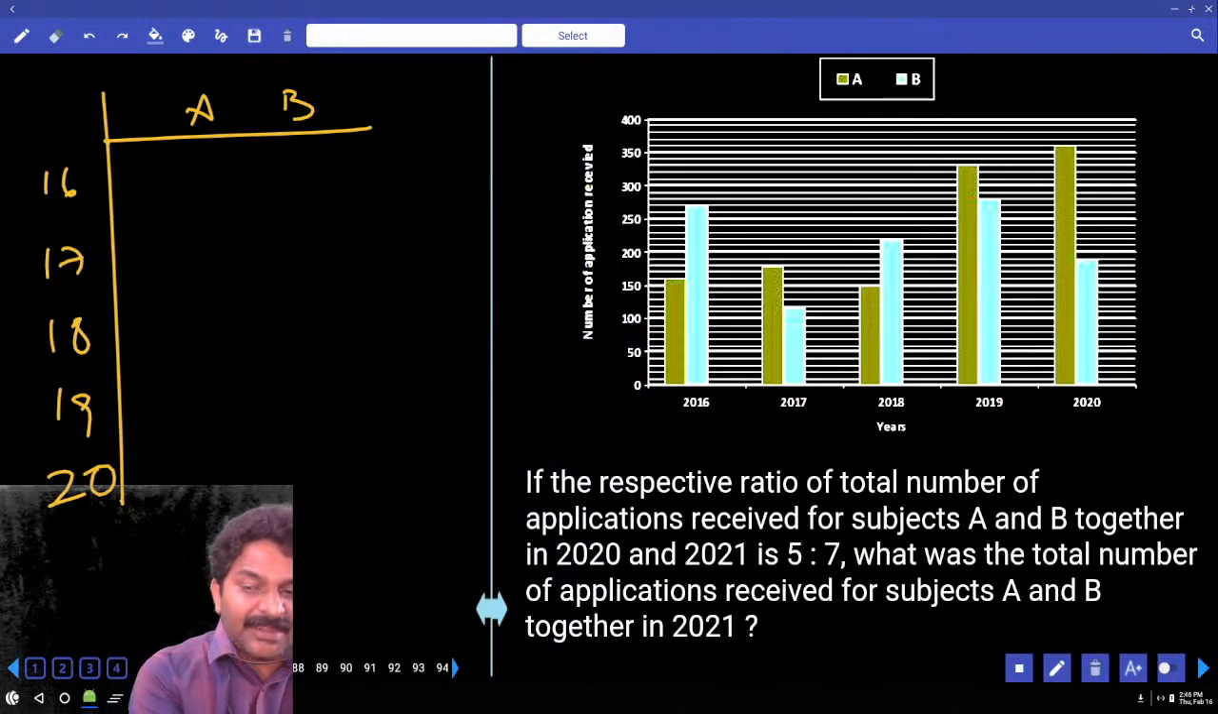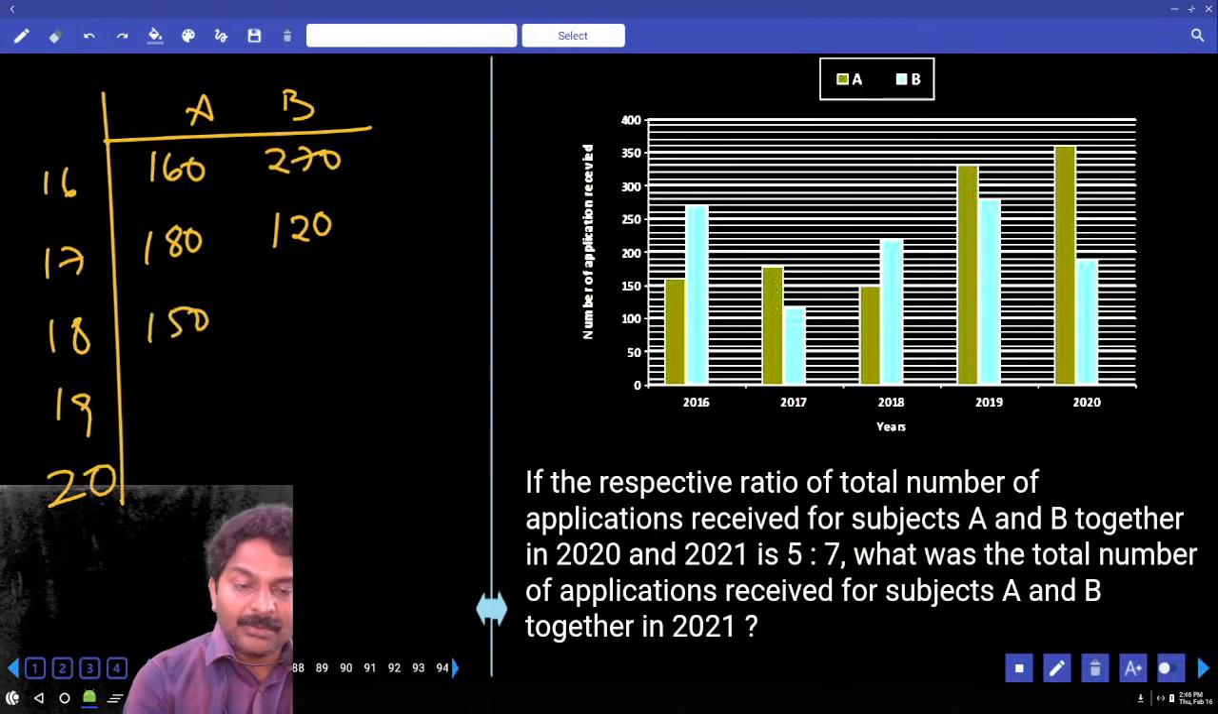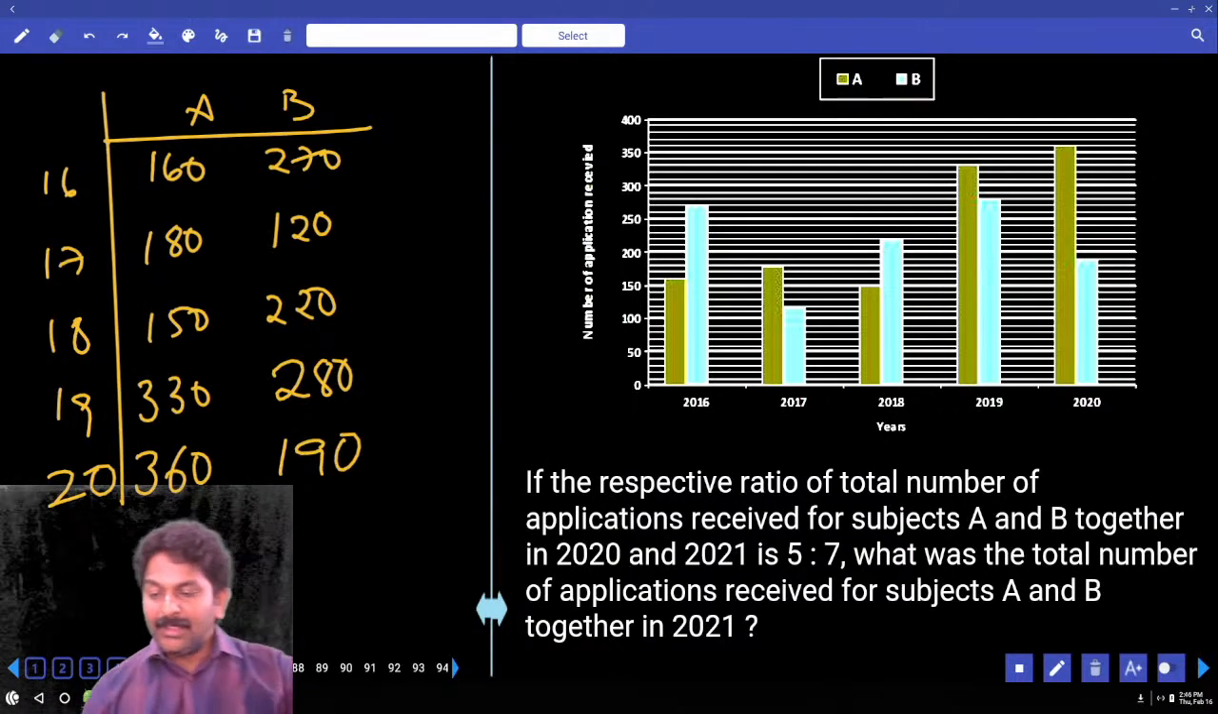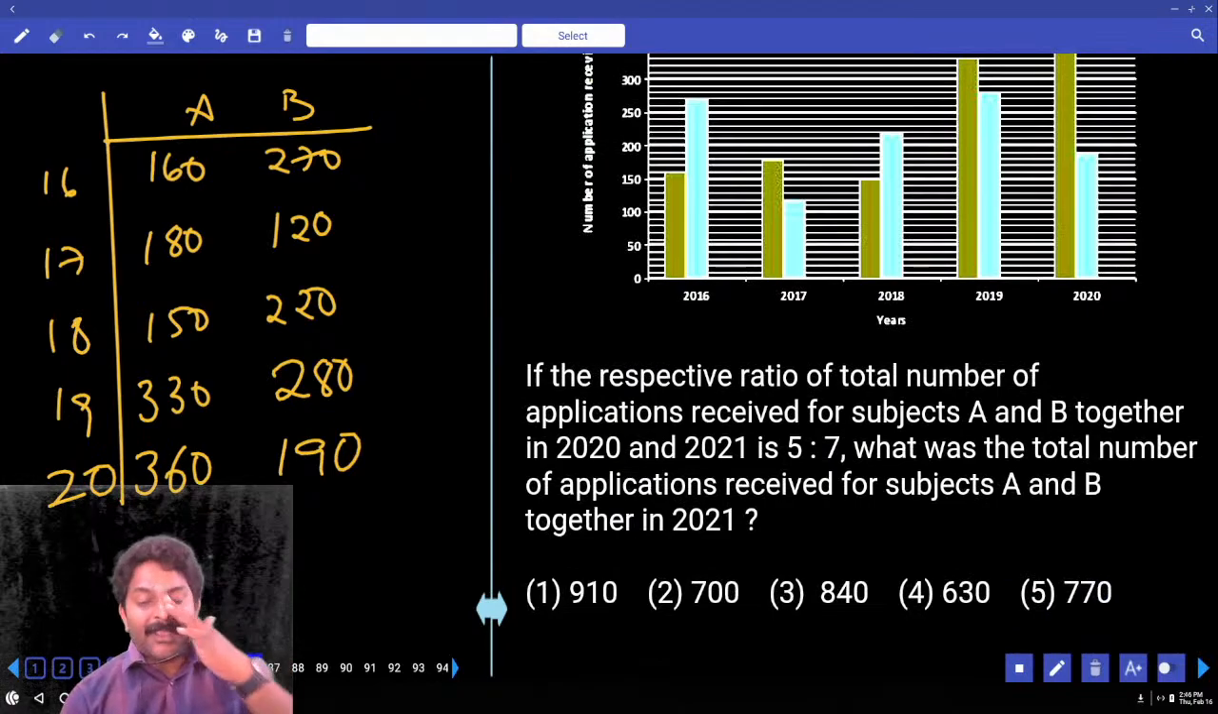Each line occupies 10. 160, 270, 180, 120, 150, 220, 330, 280, 360, 190.